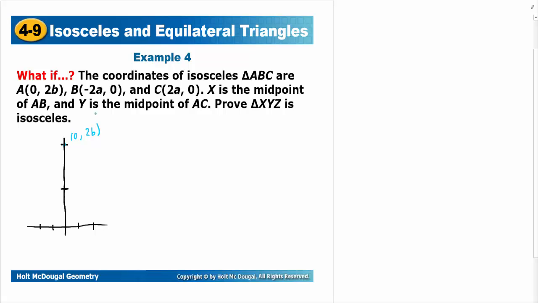So I have that, and then I have negative 2a, 0 here, and over here I have 2a comma 0, and x is the midpoint of AB. So it looks like A was 0, 2b, so that's A, and B is negative 2a, so that's B, and therefore that's C. So here I go. I've got these points. I'm going to go ahead and connect those points real quick as best I can.